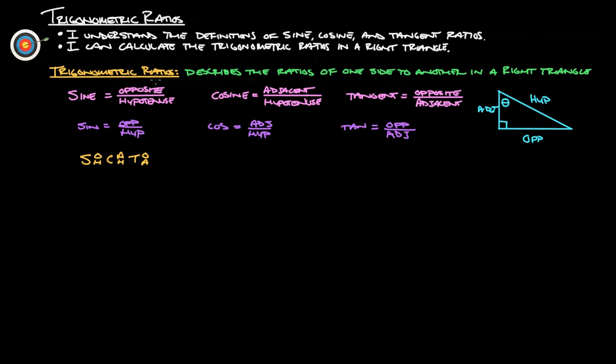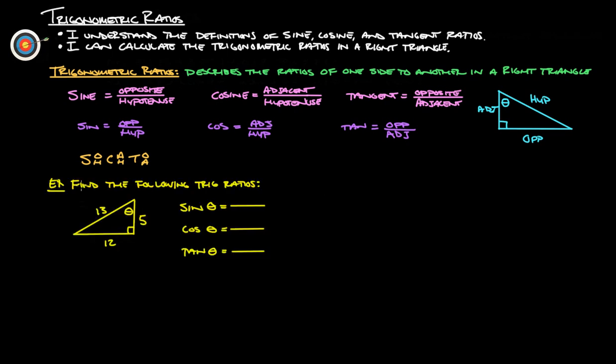A easy way to remember all these three main trig ratios is a little mnemonic device, and it's Sohcahtoa. I like to write it out like this. Sine is opposite over hypotenuse, cosine is adjacent over hypotenuse, and tangent is opposite over adjacent. The quicker you can remember that, the easier all this trigonometric ratio stuff will make more sense and be easier for you.